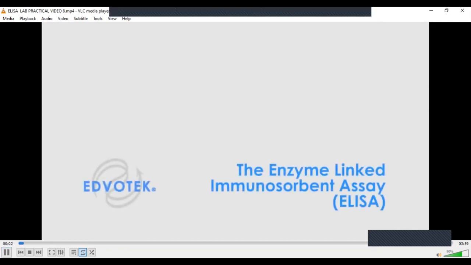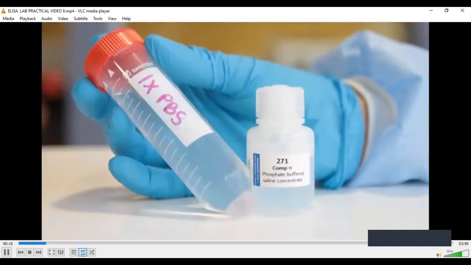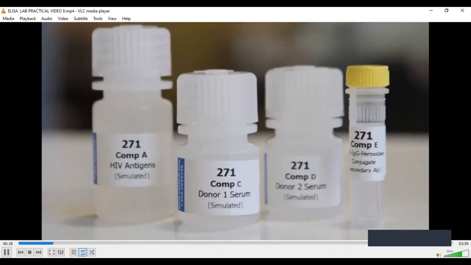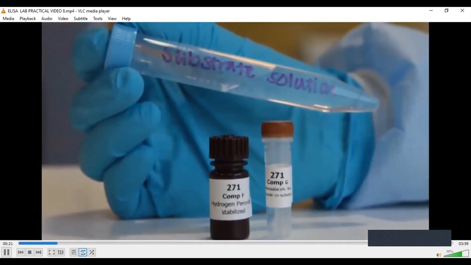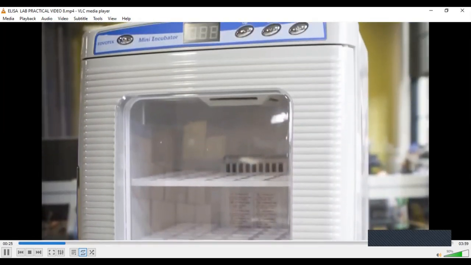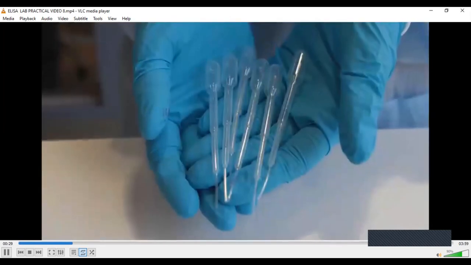Edvotech instructional videos. The enzyme-linked immunosorbent assay, or ELISA. For this experiment, you will need a microtiter plate, phosphate buffered saline, antibody and antigen samples, a color-changing substrate solution, a 37-degree incubator, an adjustable micropipette and tips, and transfer pipettes.